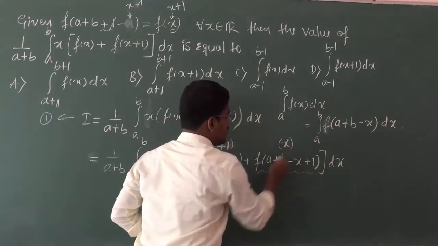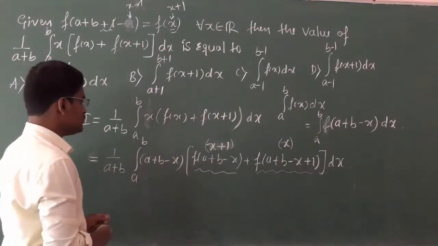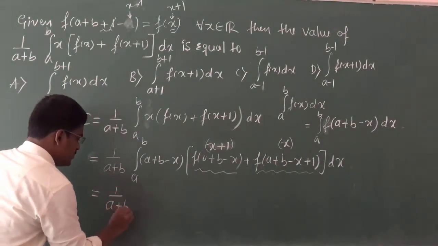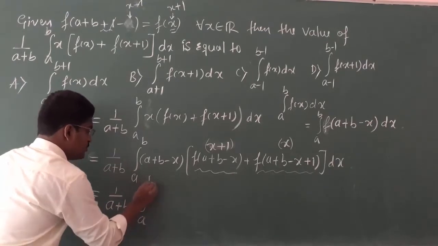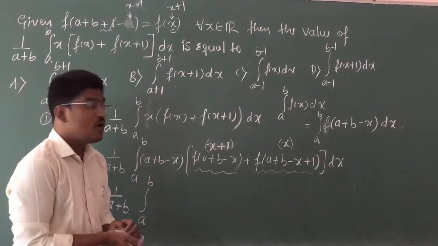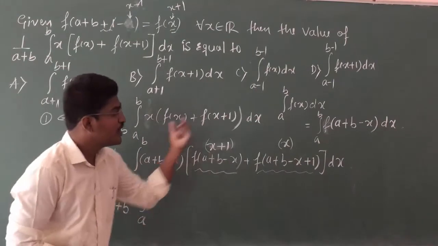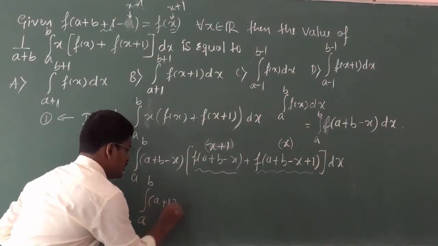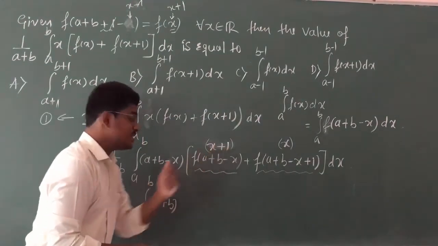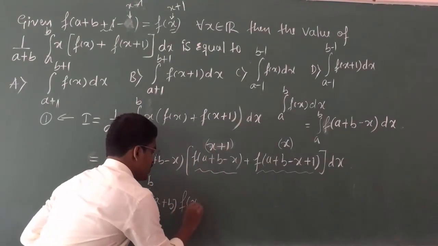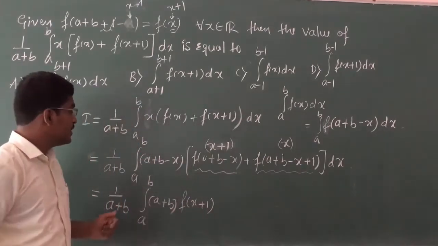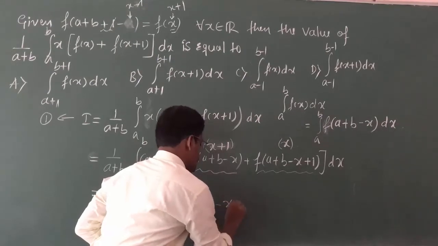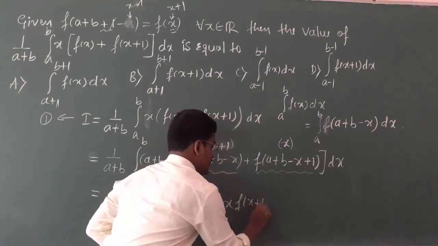This term is converted to f of x. Clear? So now what you are going to have? 1 by a plus b, a to b. Now what I will do? I will multiply this term to every term. Clear? So a plus b, this term is converted to x plus 1, that means f of x plus 1. Clear? Next, minus x into f of x plus 1.